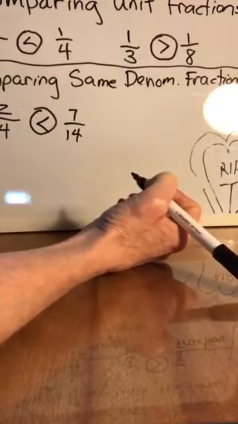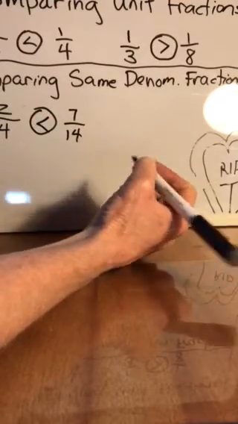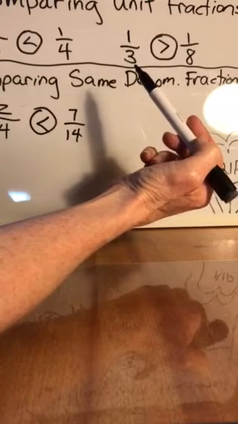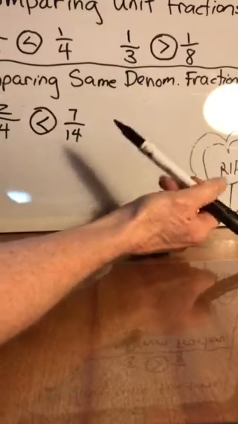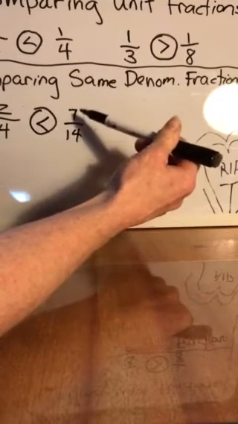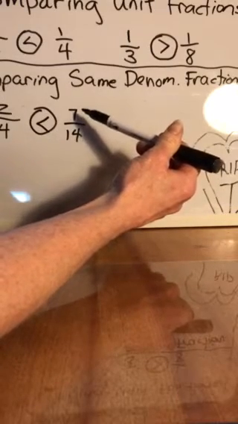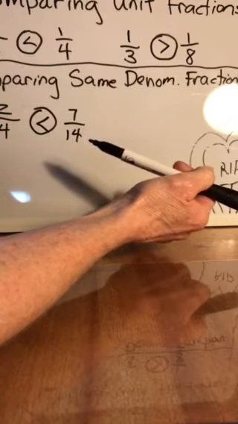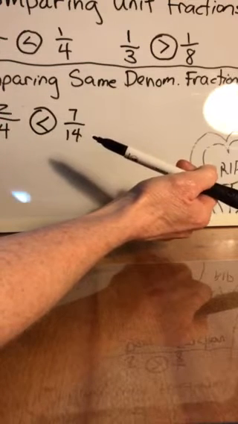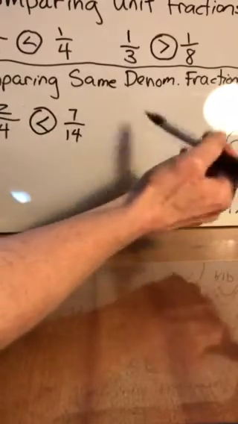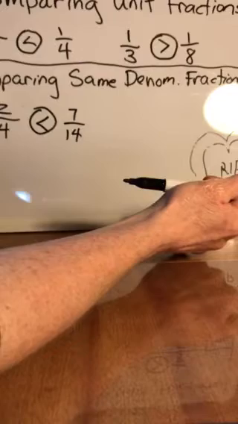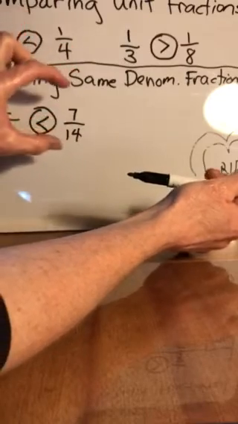Okay, so when you have a unit fraction, the bigger denominator is the smaller fraction. But when you have the same denominator, you're just comparing numerators. So the smaller numerator is the smaller fraction, right? 2/14. So think of a pizza cut into 14 slices. 2 of those is smaller than having 7 of those.